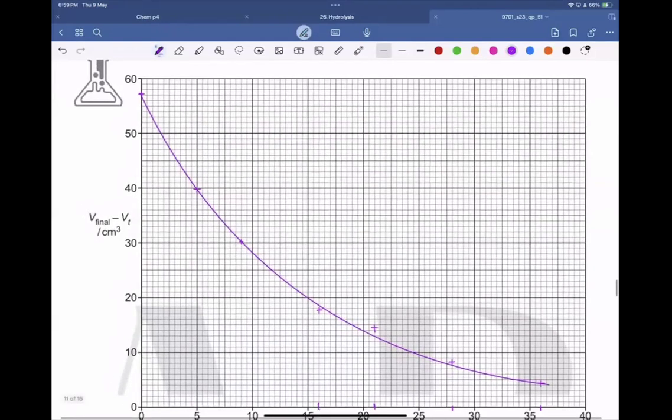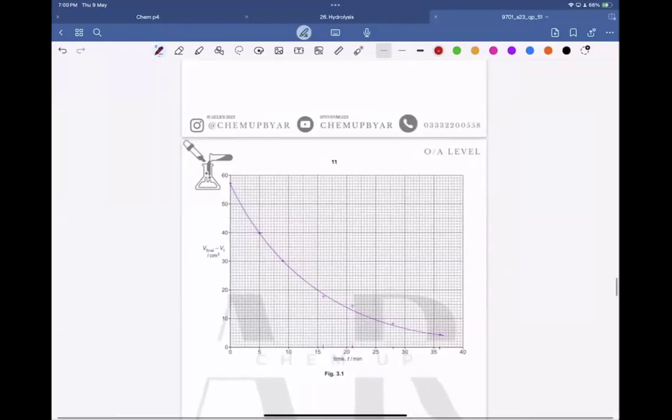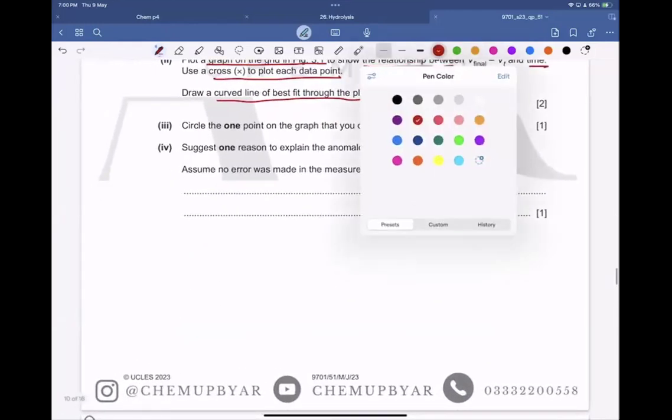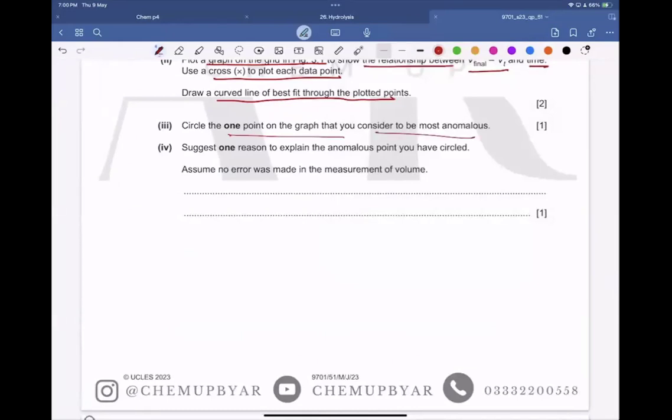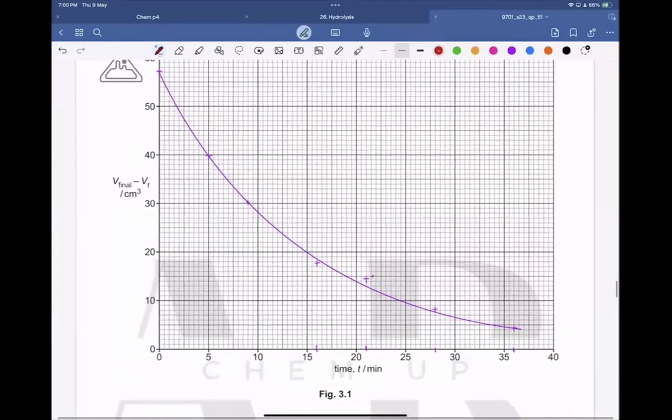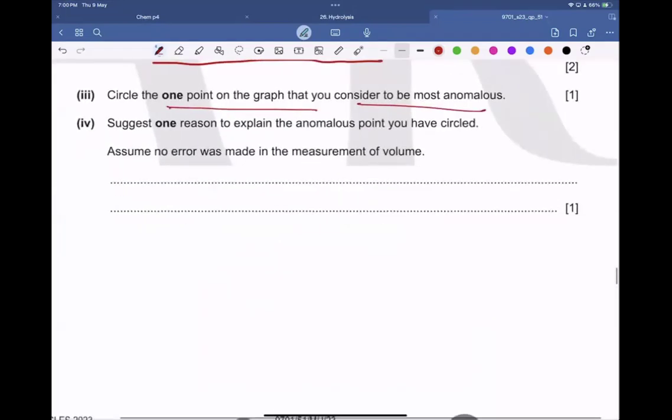Yeah. So if we see, this would be the line of best fit curve. Now, circle one point on the graph that you consider to be most anomalous. So if we look over here, almost all the points are on the line except this one. So I'm going to circle this plot. Is this understandable?